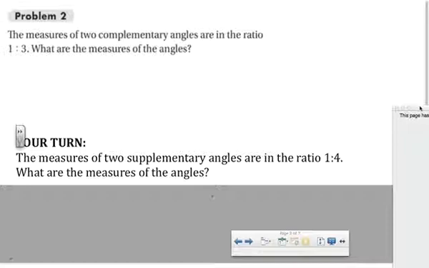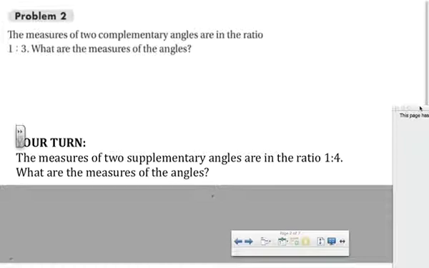The notes are a reminder, a refresher of ratios and proportions. We are perhaps using ratios and proportions in a new way. Perhaps in number 2, you may not have ever seen a problem like this before. In number 2, we have complementary angles.